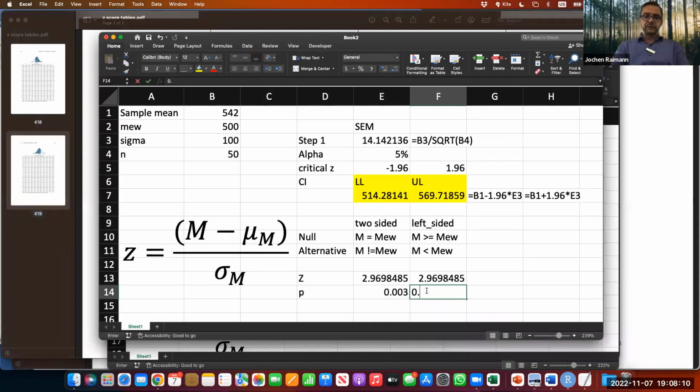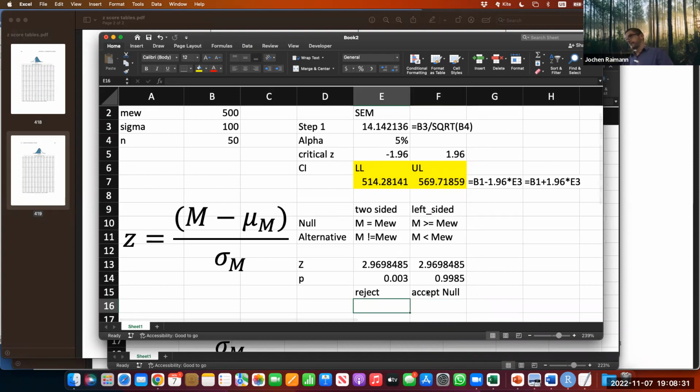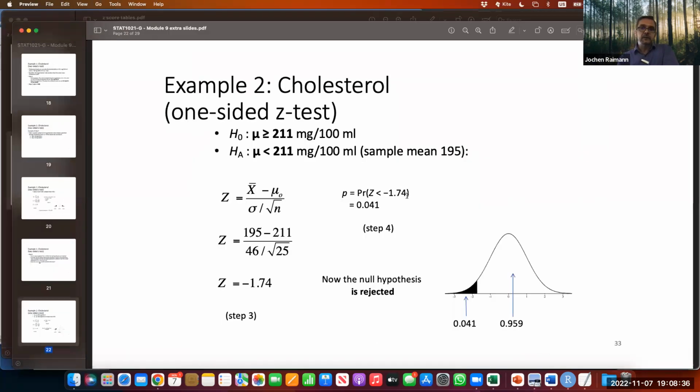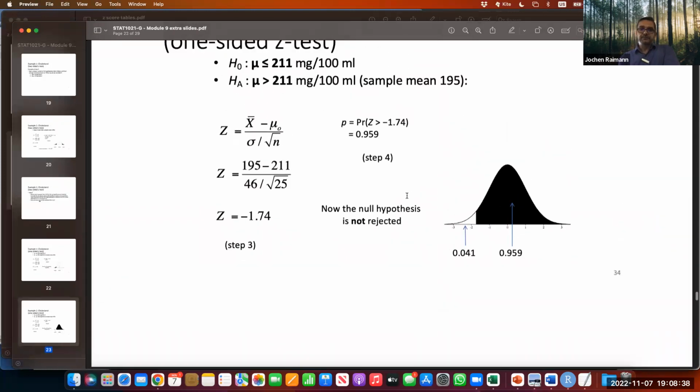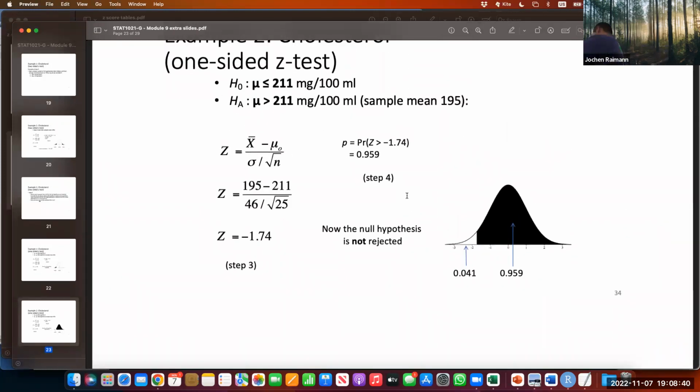So p of 0.9985, would I reject this hypothesis? Exactly, no. I'm accepting the null hypothesis, and I do not reject, here accept the null. And that's in the cholesterol example. This is this example. So it's the opposite to our example, but it's basically everything above.